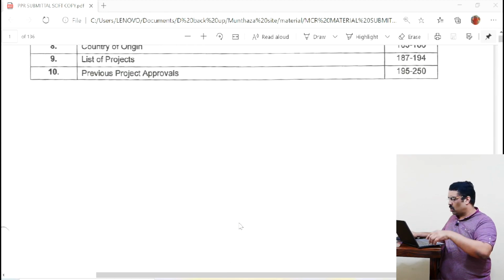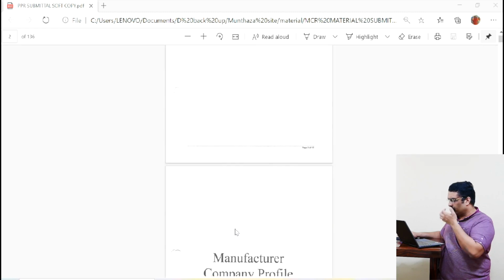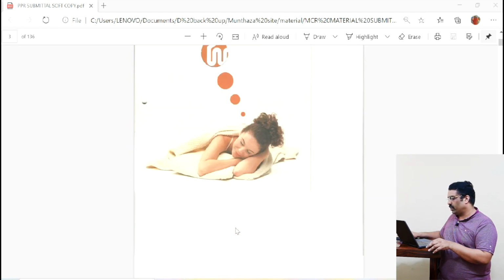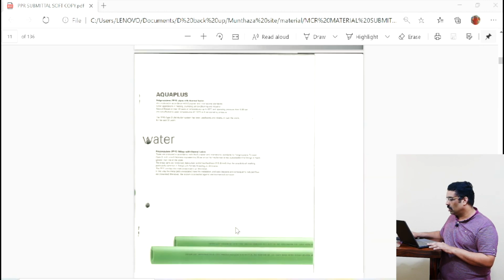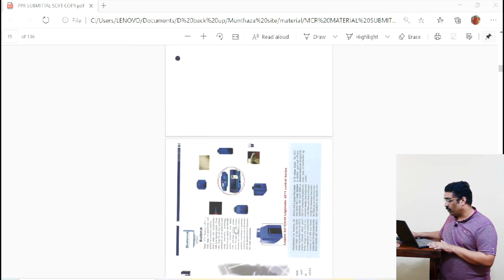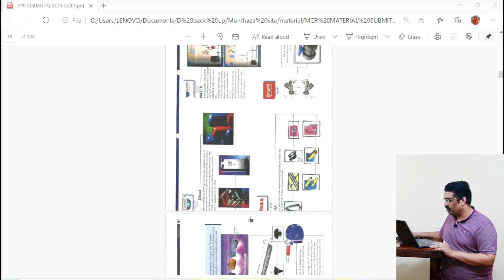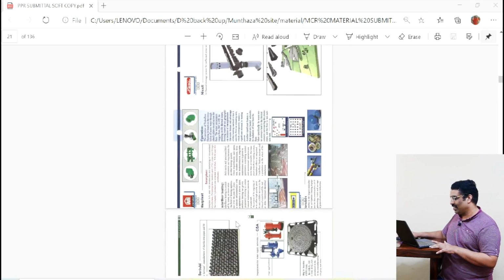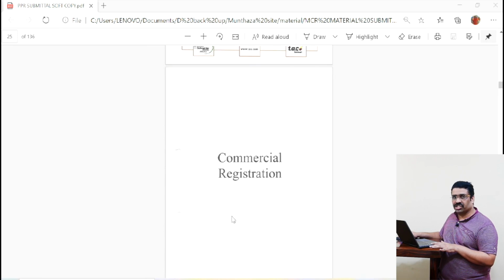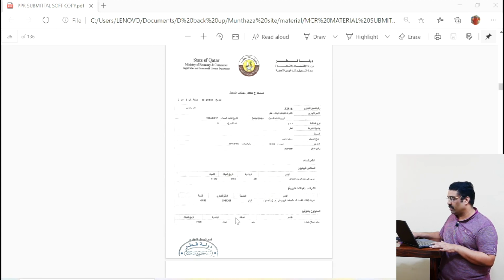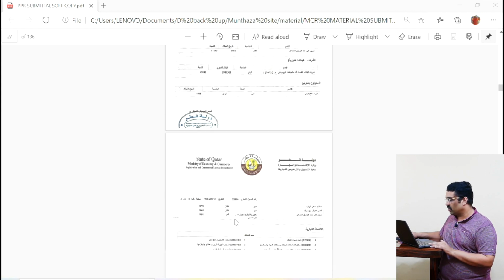So we will scroll down. What are the documents there? Just to have a look. See the manufacturer company profile, as we discussed the first time, and you can study it over here. If you are interested in MEP services, I saw there are so many people interested in MEP services. Great. See the commercial registration. This is Qatar government. They have issued certificates. You know, this is a company license actually, I think.